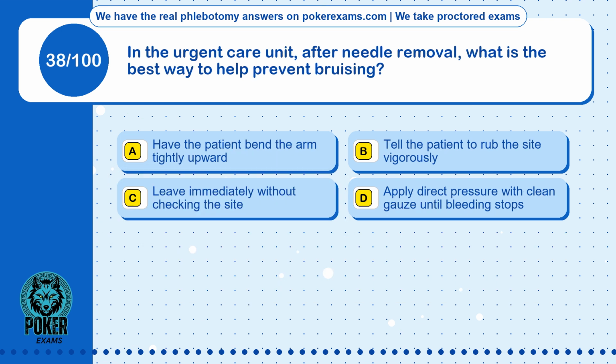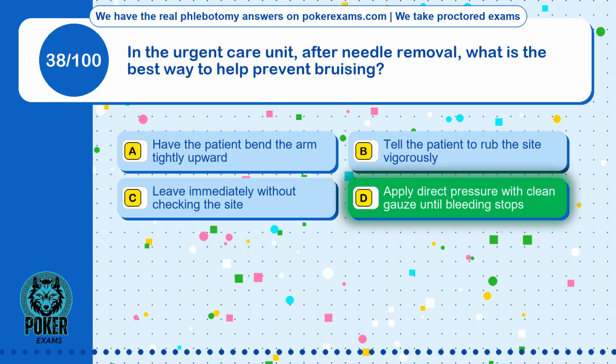Question 38. In the urgent care unit, after needle removal, what is the best way to help prevent bruising? Option A. Have the patient bend the arm tightly upward. Option B. Tell the patient to rub the site vigorously. Option C. Leave immediately without checking the site. Option D. Apply direct pressure with clean gauze until bleeding stops.